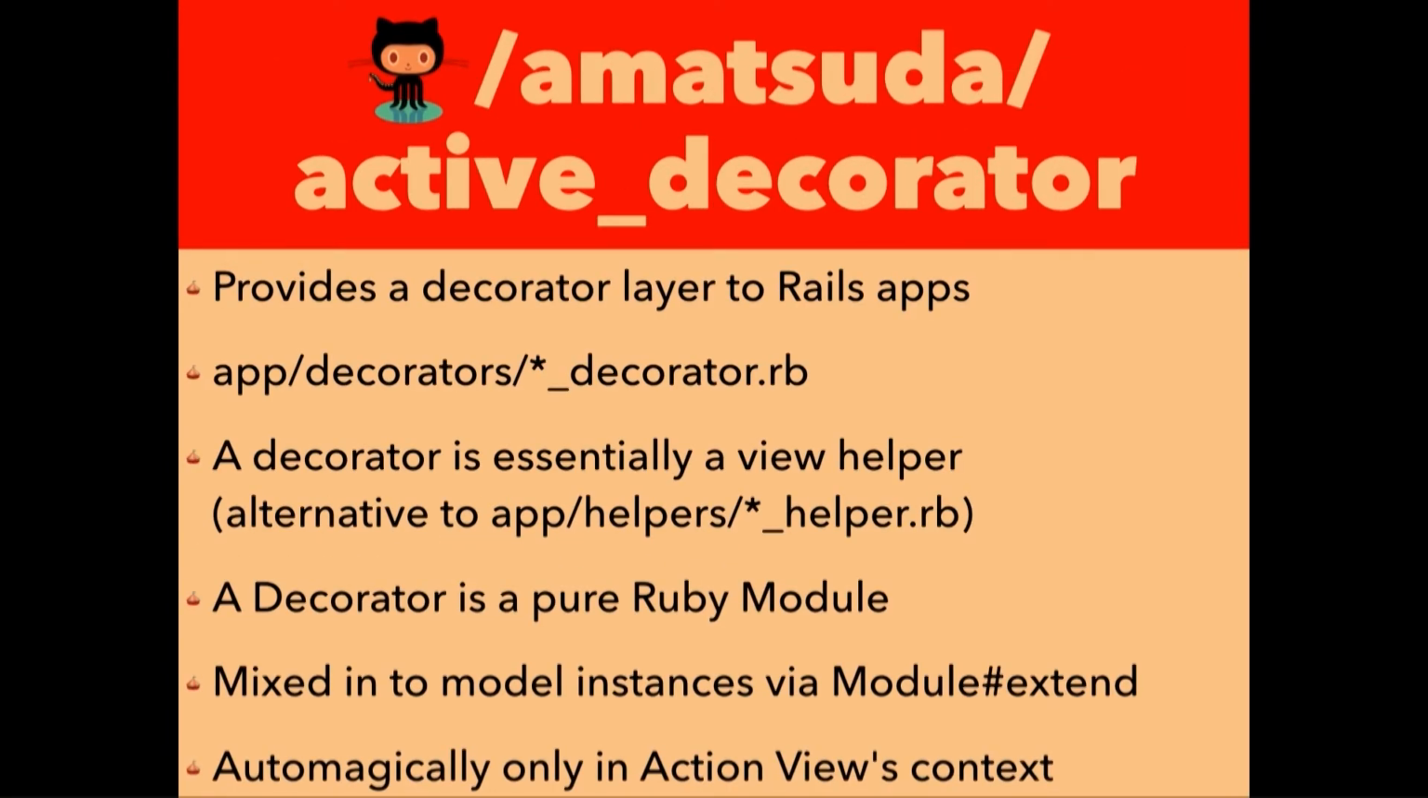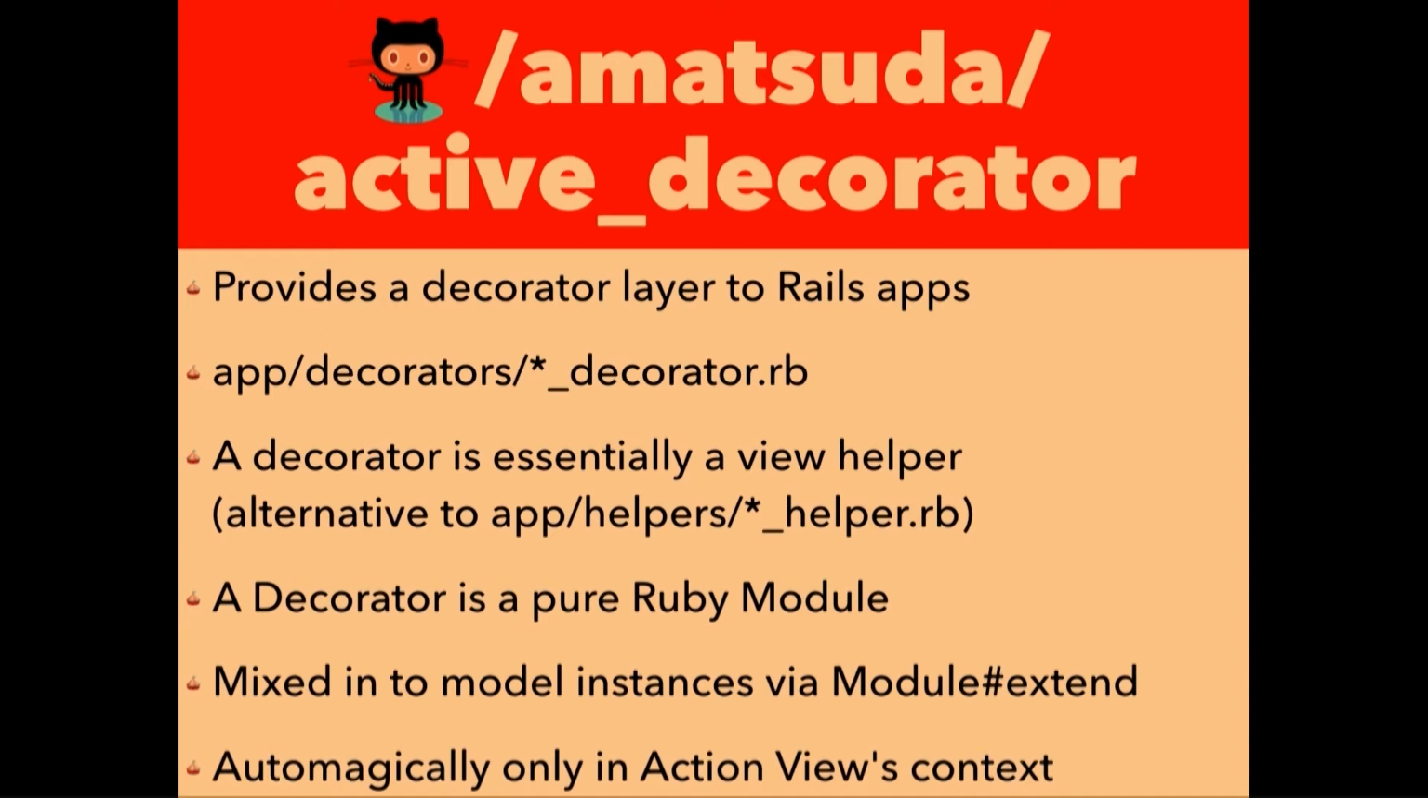This is the gem I'm going to show you, active decorator. This provides a decorator layer to Rails apps. The decorator is placed under the app decorators directory. It's just a pure Ruby module, and each decorator is mixed into model instances via module extend, right?